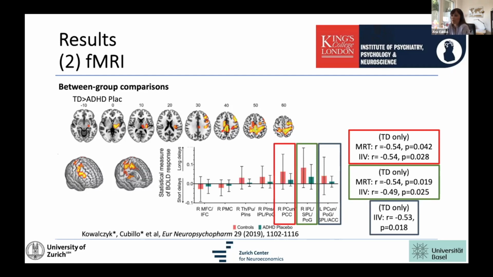And the important thing is that when patients were under methylphenidate and when patients were also under atomoxetine, all these differences disappeared. They're totally normalized by the administration of either of these medications.